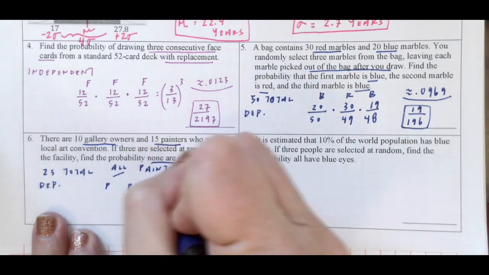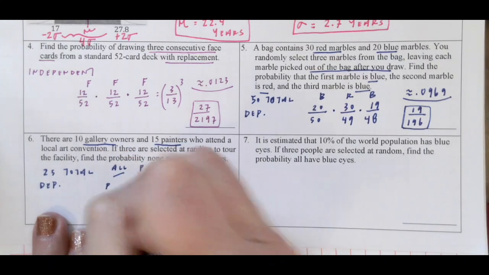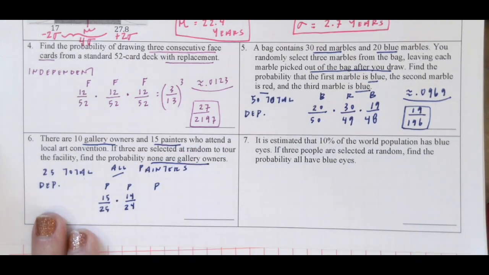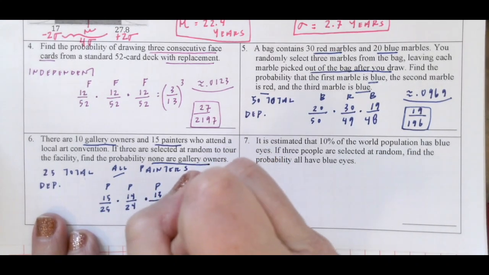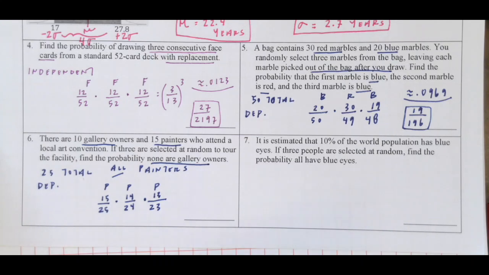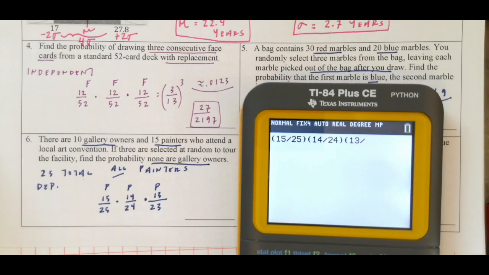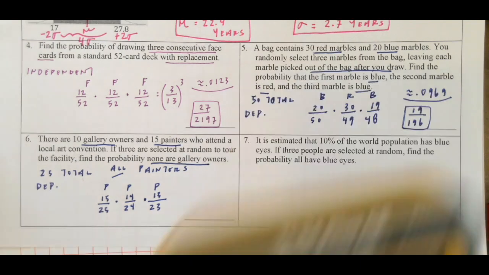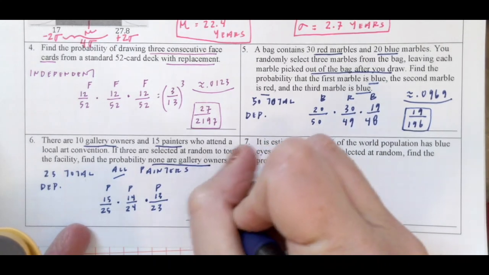So painter, painter, painter. So 15 out of 25. Okay, different painter, not picking the same person twice. So 1 less painter, 1 less person total. And then last pick, 1 less painter, 1 less person total. So again, we type it in. Okay, there's the decimal. There is the fraction. Always prefer a fraction, but I will give you both.